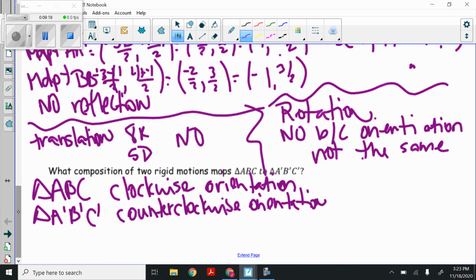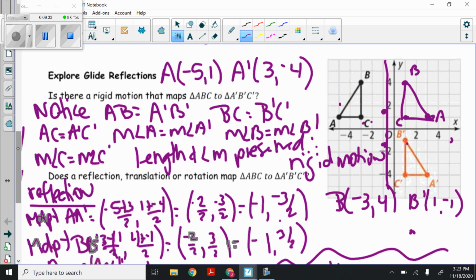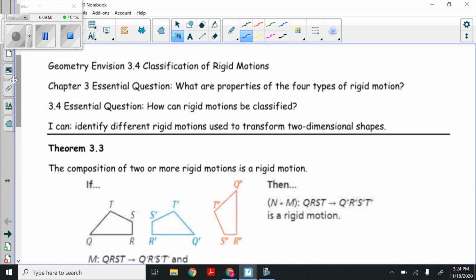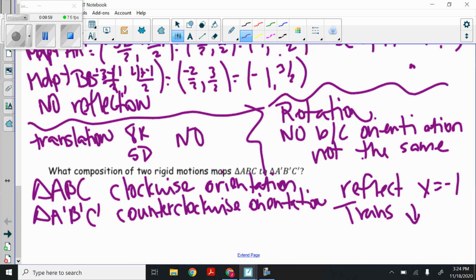So I have a reflection over x equals -1, and then a translation, and let's check that. I don't have to move left or right any because my A's in the same spot, B and C. I just have to shift down. So how many vertices or points do I have to go down? So let's see, to get from here down to A is 1, 2, 3, 4, 5 points down. So I just have to translate down 5.